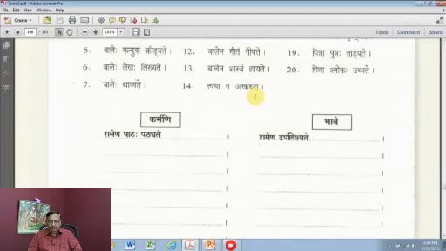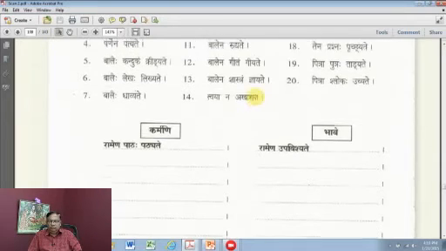14. Tvaya na akhadyata. That means you did not eat. It was not eaten by you. This is, eating is sakarmaka only. So, tvam na akhadaha. This is a karmani prayoga.